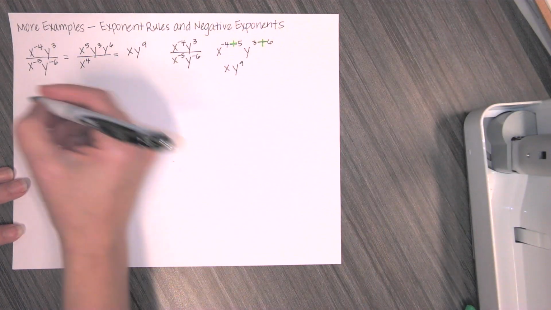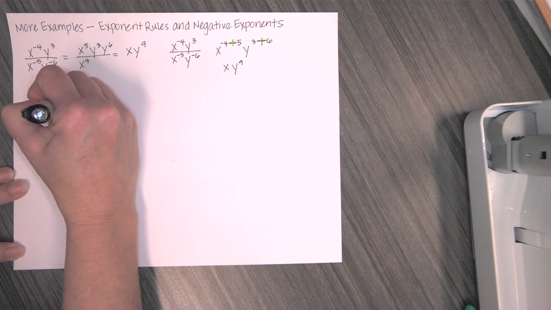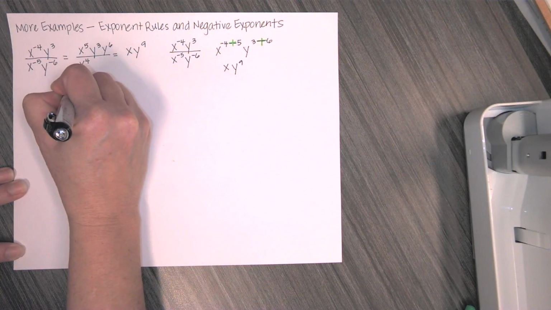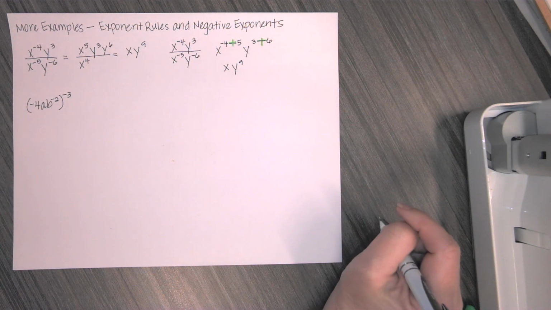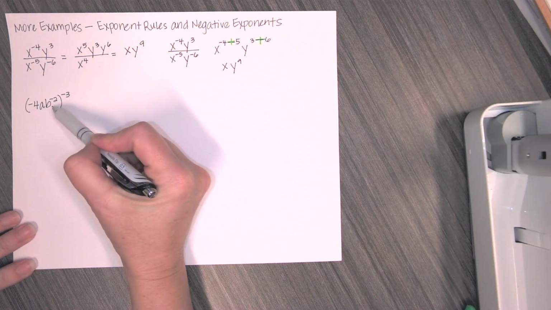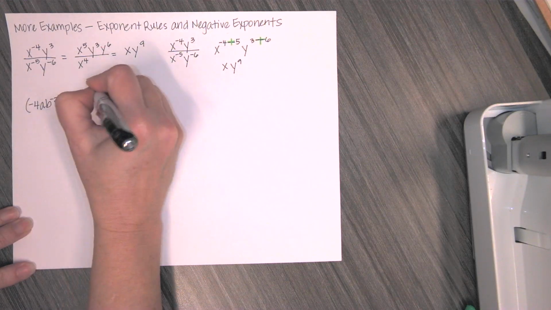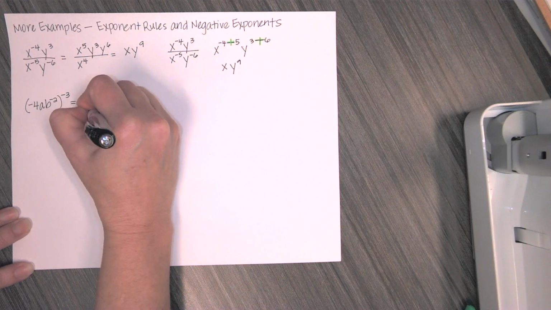All right, so let's try another one. What if we have negative 4ab to the negative 2 raised to the negative 3rd power? Okay, again, multiple ways to do this. If you don't like this negative exponent that this whole thing is being raised to, then you can take the entire thing and move it to the bottom.